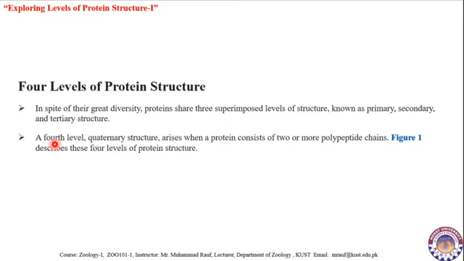Now, a 4th level, quaternary structure, is formed where 2 or more polypeptides, that may either be the same or different, combine, and it is the 4th level of protein structure. Be sure to study this figure thoroughly before going to the next section. So it's an important topic.